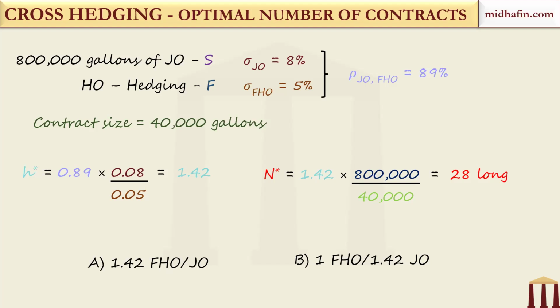So Avyank is asking, does 28 long mean 28 lots? Correct. In terms of the language generally used in the exchange or between the parties, they generally mean 28 lots only. So 28 contracts, 28 lots, 28 long. That's it. Now let's continue with tailing the hedge.